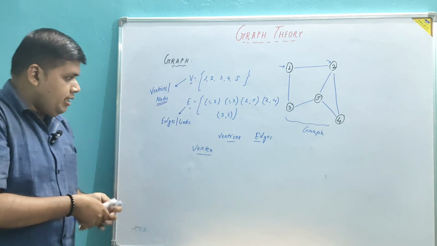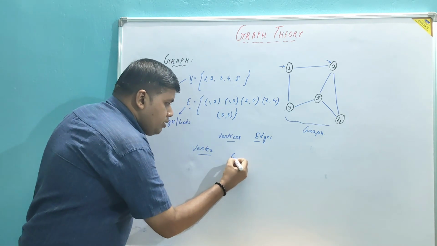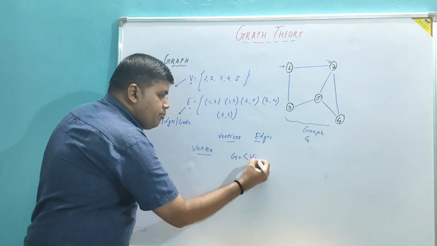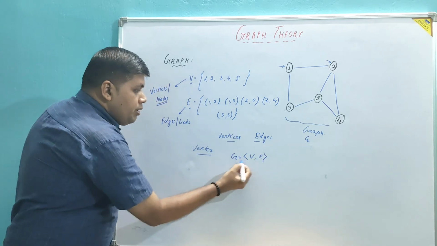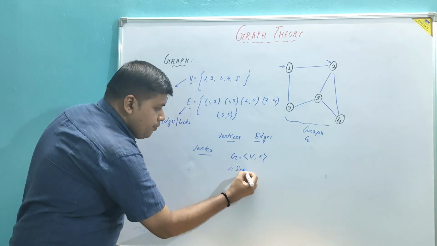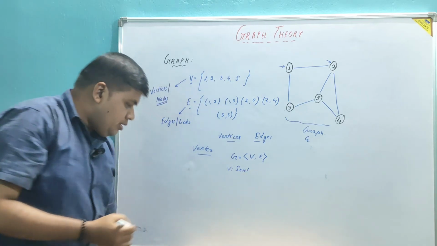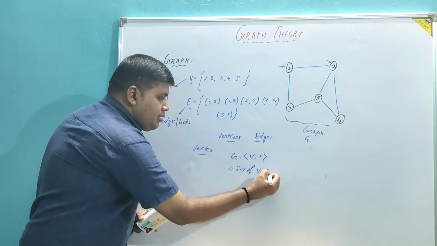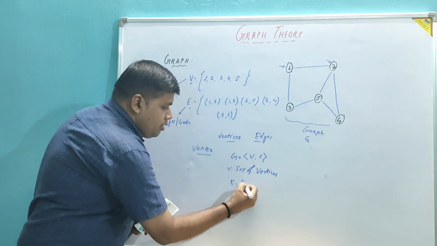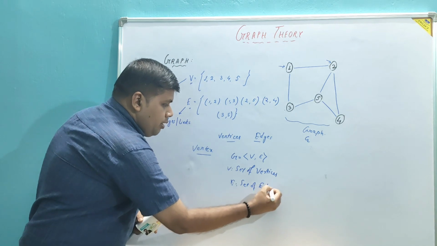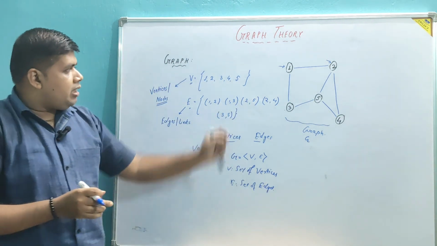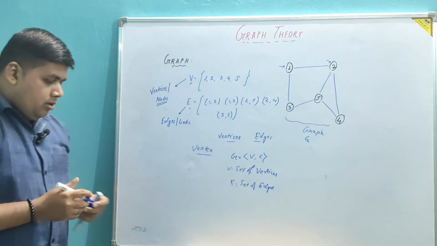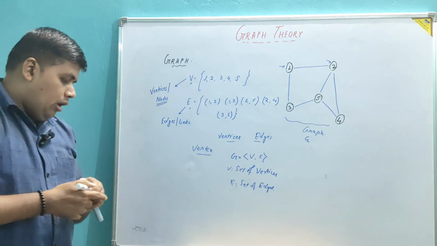So it includes vertices and edges. Therefore, we can define a graph. If this is a graph G, then G is represented by (V, E), where V is the set of vertices and E is the set of edges. As we have seen here, for this particular graph, this is the set V and this is the set E. So that is all about the definition of a graph.